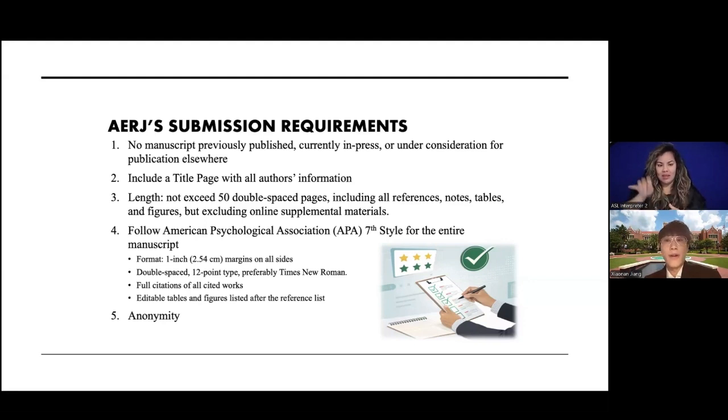For example, authors need to use 1-inch margins on all sides of a page, double space between the lines, and a 12-point font type. Please make sure that when you cite other people's work in your manuscript, you add the full citations in the reference list, and all tables and figures should be editable and listed after the reference list. The last critical point is anonymizing your manuscript, which I will explain in detail in the next slide.